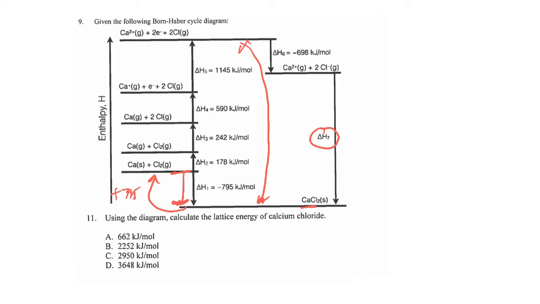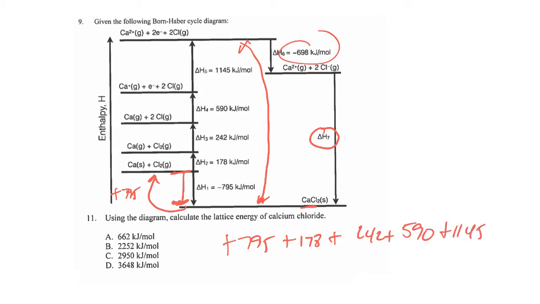Then we'd add 178, then 242, then 590, then 1145, and then we subtract 698. So we're taking plus 795, plus 178, plus 242, plus 590, plus 1145. So we're taking the energy it takes to go from calcium chloride to its elements, the energy it takes to take calcium solid to gas, the energy it takes to break the chlorine bond, IE1 and IE2. So this is IE2, IE1, the bond dissociation energy of Cl2.